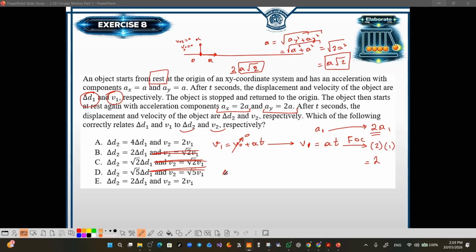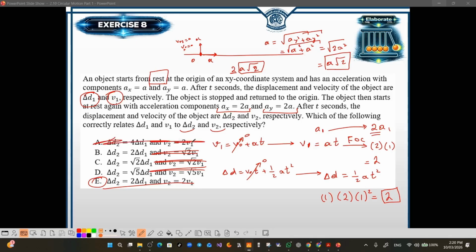What about the delta d? It is v0 t plus half a t squared. Again, we cannot use it for the factor of change unless we cancel the first term, and yes, we can cancel it because it starts from rest. The factor of change will be applied to half a t squared. Remember, any constant should be replaced by 1, so half should be replaced by 1. The a has increased by 2, and the time will be replaced by 1 because we have used the same amount of time. The final answer will be 2, so the displacement will increase by 2. And the correct answer will be E.